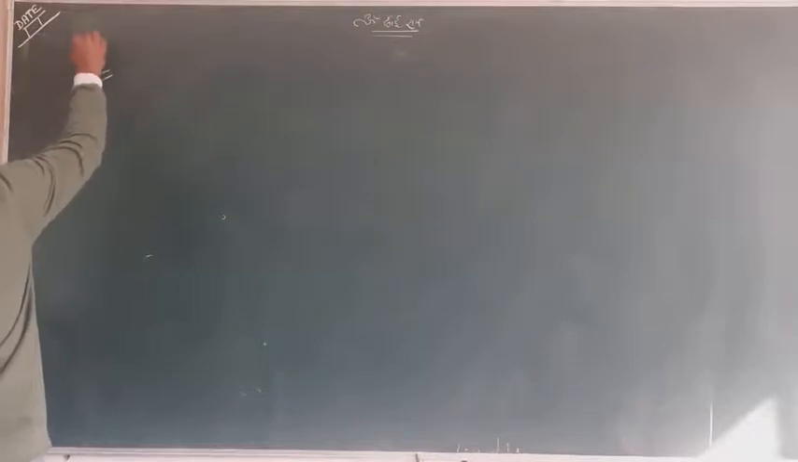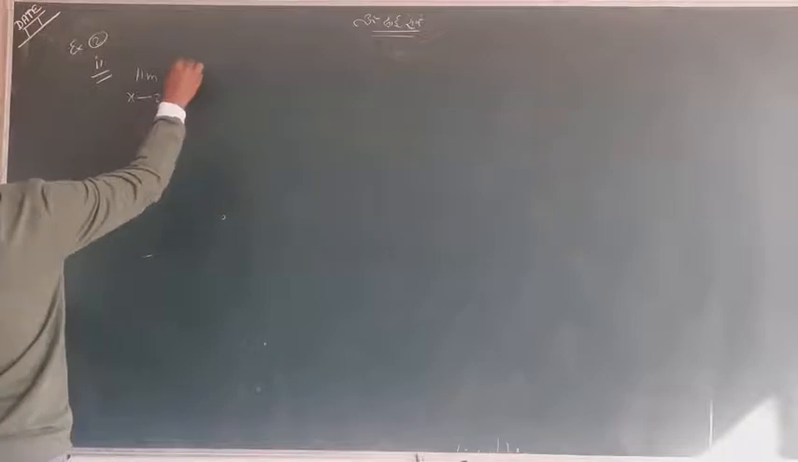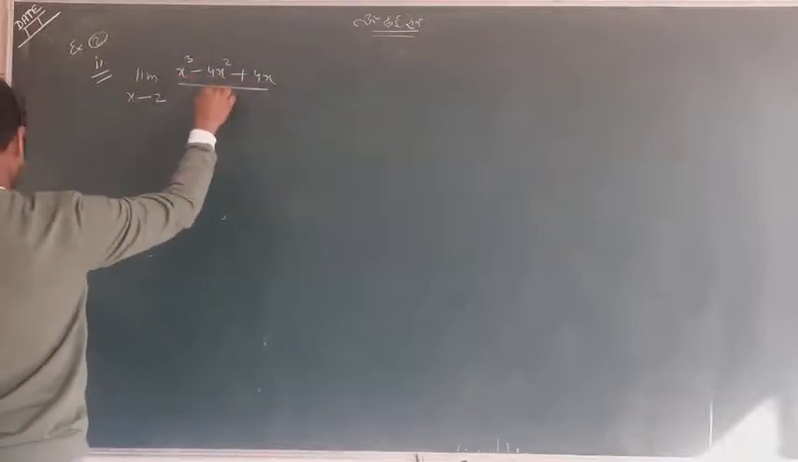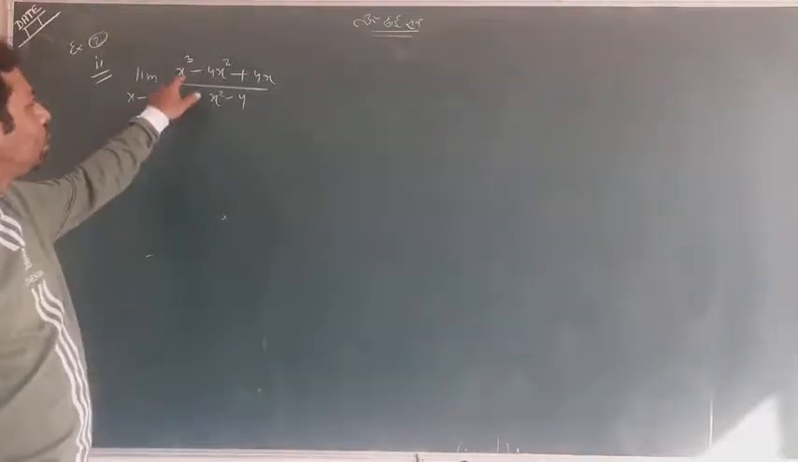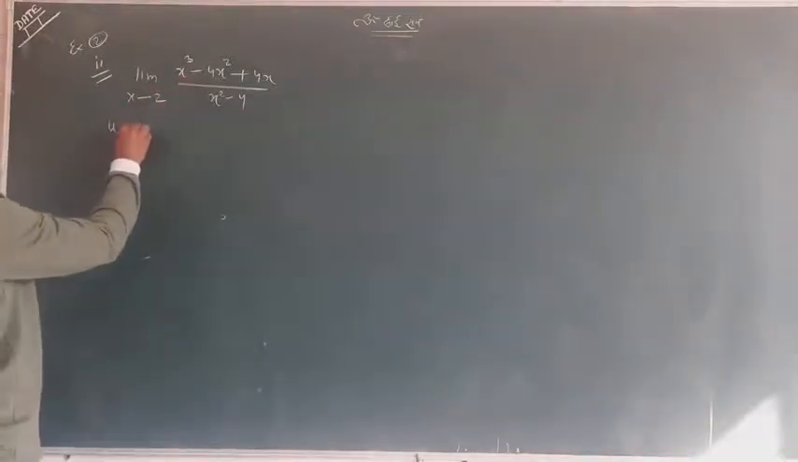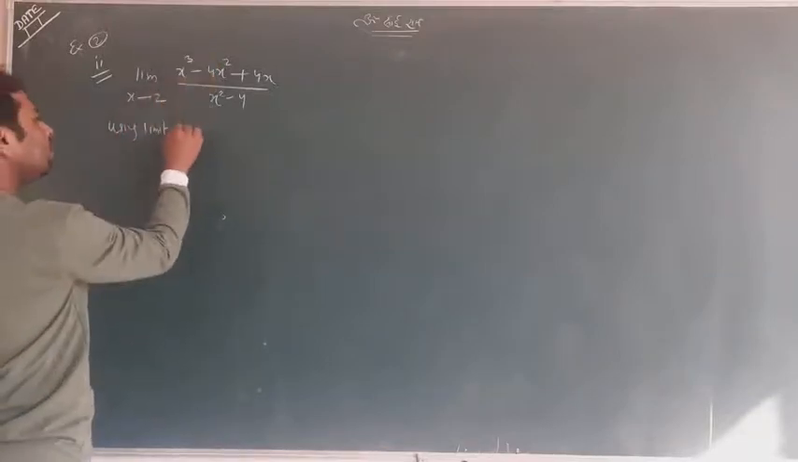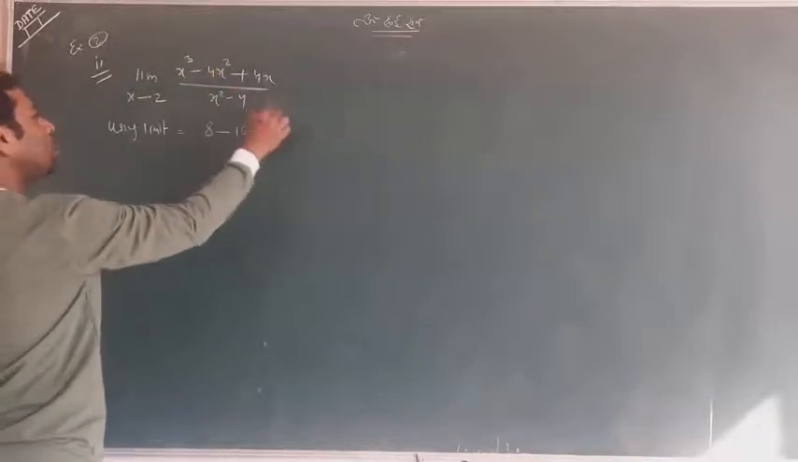The question number 2 of the same, example number 2, I am doing here. Limit x tends to 2 of (x cube minus 4x square plus 4x) upon (x square minus 4). This is the question. So one can again easily understand after putting 2 here. First of all, you will attempt using the limit, x tends to 2. 2 cubed is 8, 2 square is 4, 4 times 4 is 16, minus 16 plus 8.